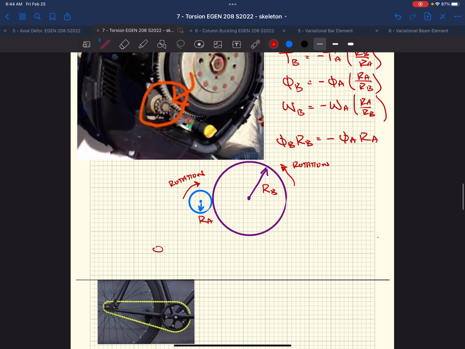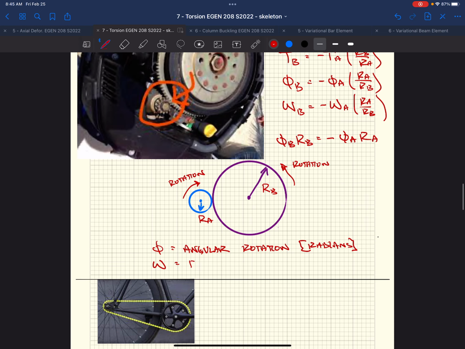All right, so phi is angular rotation, in radians. This is angular, or I guess you could say just rotational speed.